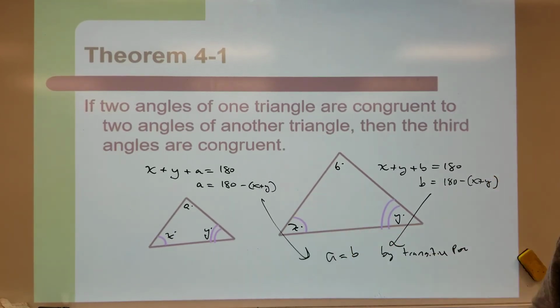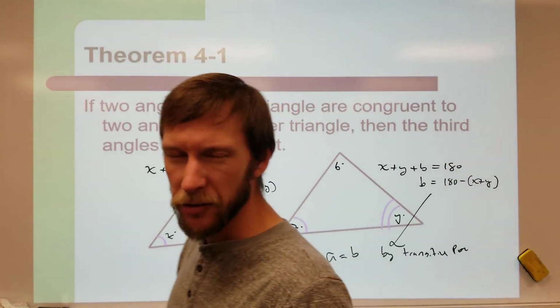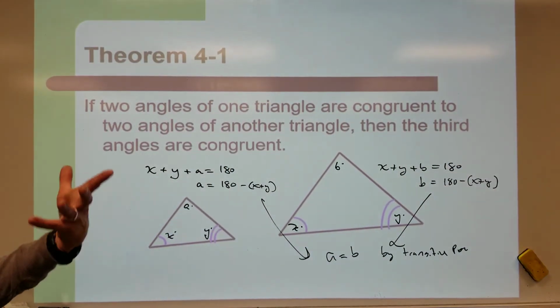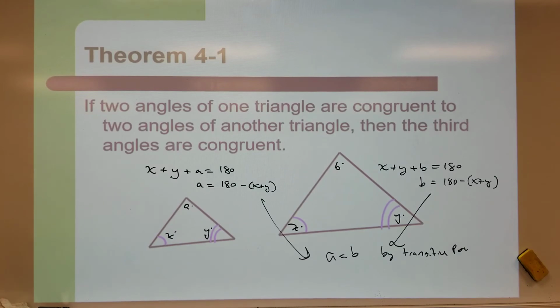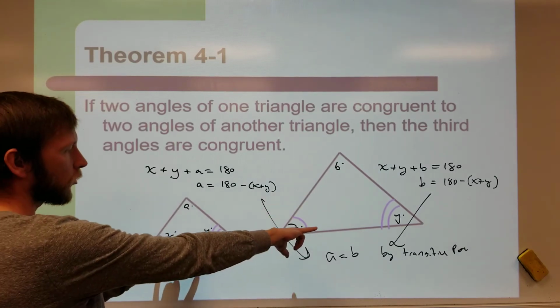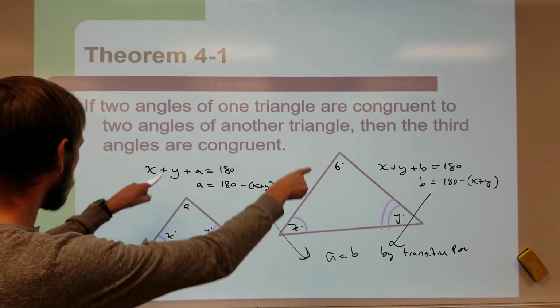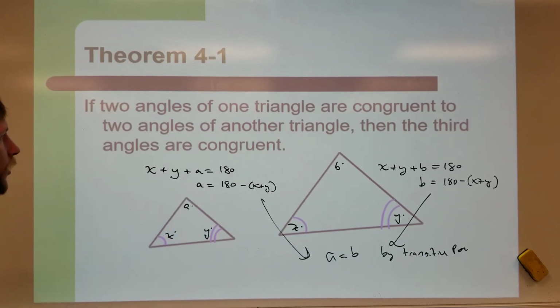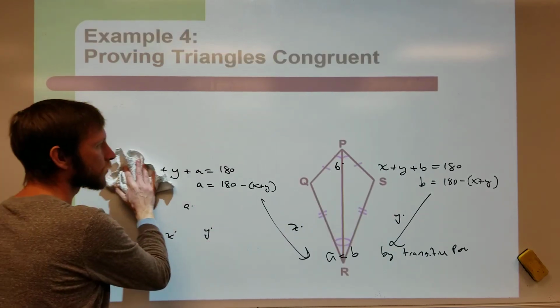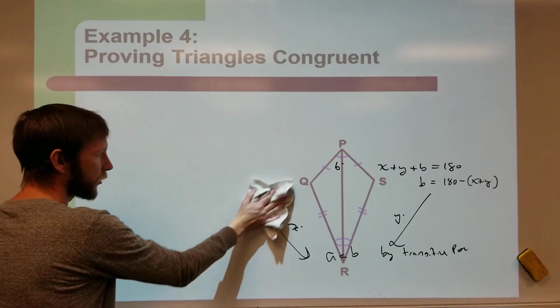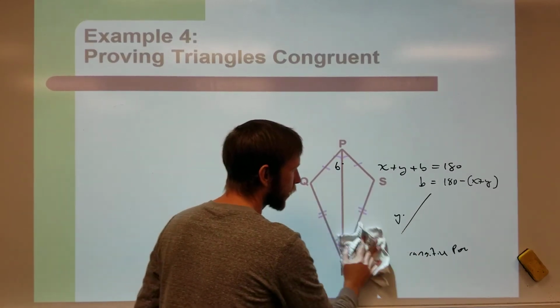And if those values are equal, then those angles are congruent. There's the logic there. I didn't quite write it as a two-column proof, but you guys get the idea. If two angles of one triangle are congruent to two angles in another triangle, then the third pair of angles are congruent. So let's use this theorem 4.1 in this proof right here.